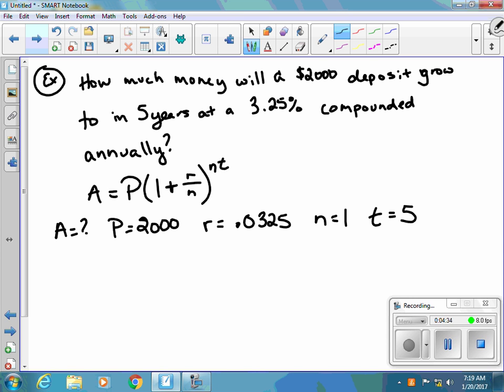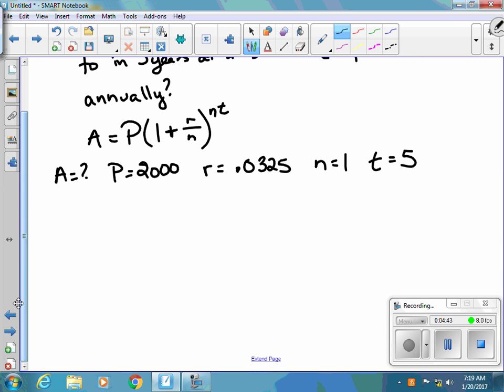And T, we're trying to figure out how much it'll grow to in 5 years. This is assuming that I'm not going to add more money into this, and I'm not going to take any money out of this. So I'm going to just go ahead and plug it into my formula. A equals 2,000 times 1 plus 0.0325 over 1 to the power of 1 times 5.